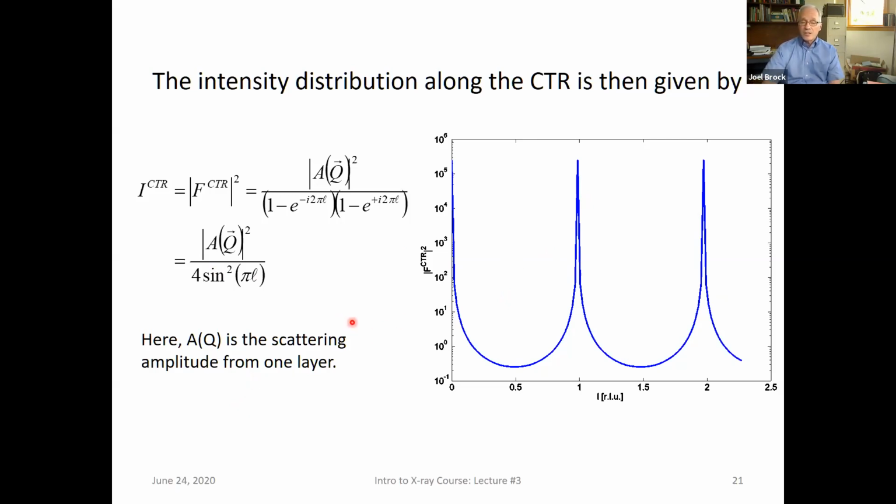Now we should be a little cautious here. Our fundamental approximation was of single scattering and so on. And that means that most of the X-rays have to go right through the sample. They can't interact and so on.